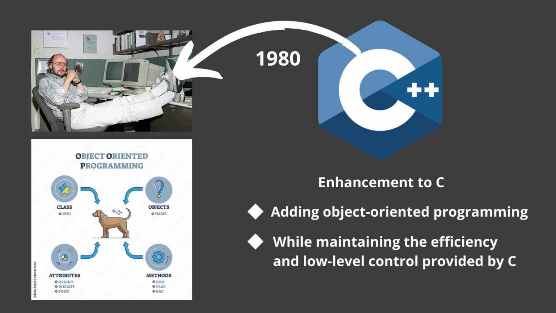Both C and C++ continue to be essential languages in the software industry, each serving different purposes while sharing a rich history and strong legacy in the field of programming.